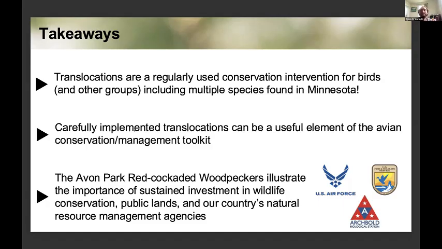And so I think that this represents a really clear example of the importance of sustained investment in conservation in our public lands, and more generally in our country's natural resource management agencies, because that's the only reason that some of these endangered species are still around.